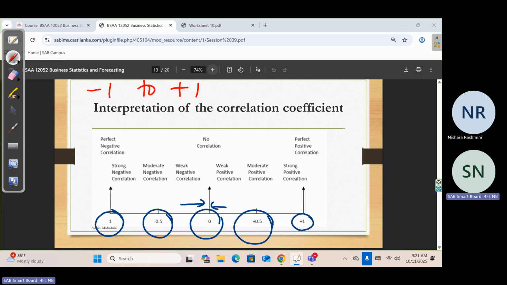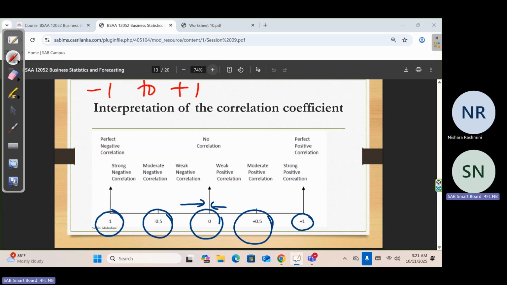Then sometimes we can get a number nearest to 0. It means -0.23, -0.43. Okay, or +0.4, +0.38. These are nearest to 0. Understood? Then we can say it's a weak positive or weak negative.